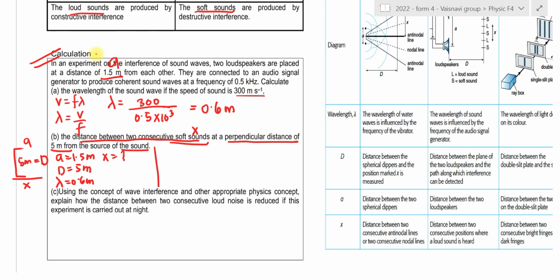X equal to how much? So, lambda is equal to AX over D. Jadikan X sebagai subjek, lambda D over A. Ganti, lambda dia adalah 0.6, D dia adalah 5, A dia adalah 1.5 meter. Jawapan? 2 meter.